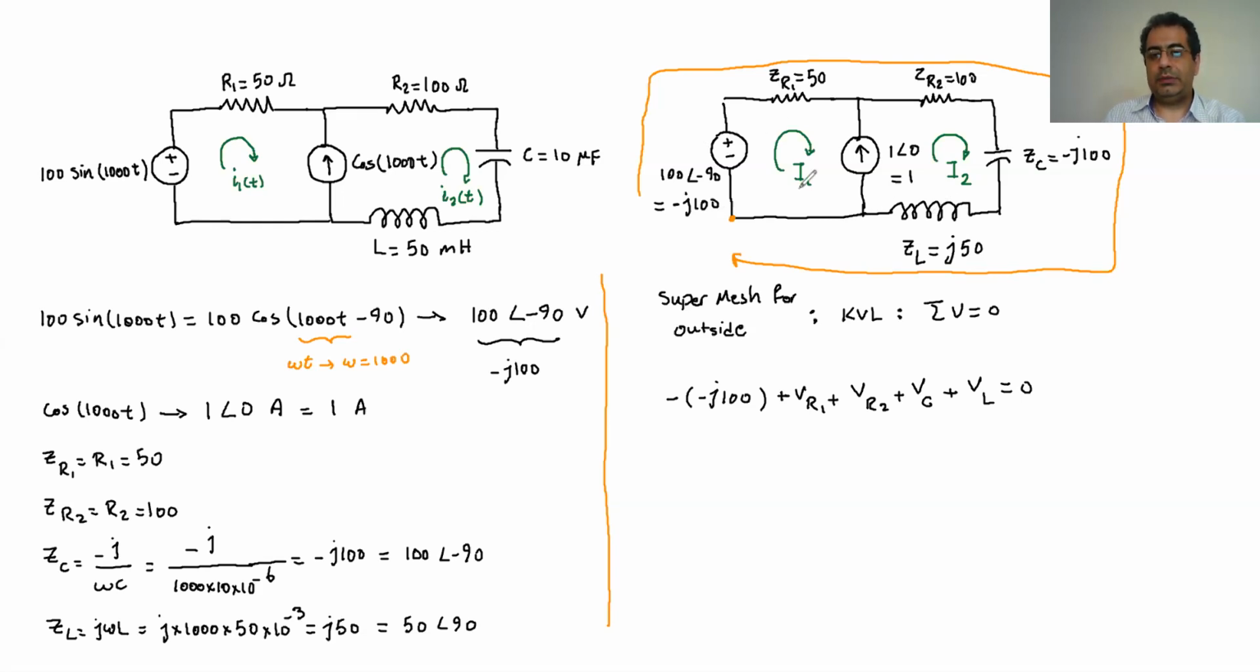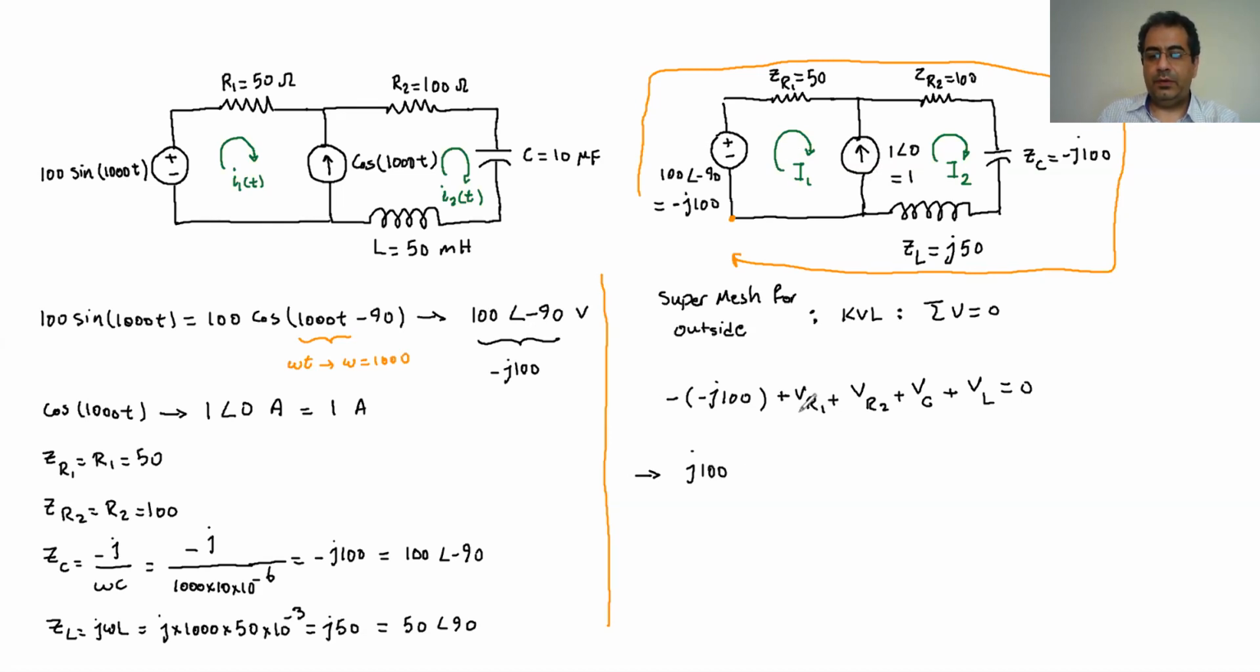Why can I not use either of the I1 or I2 meshes? Because I have the current source here, and there's no way I'm going to know what the voltage in that source is. Because I cannot know the voltage in the current source, I have to somehow skip it and go around. So if I go ahead and substitute all the values there, it's going to be negative, negative, so it's going to be J100.